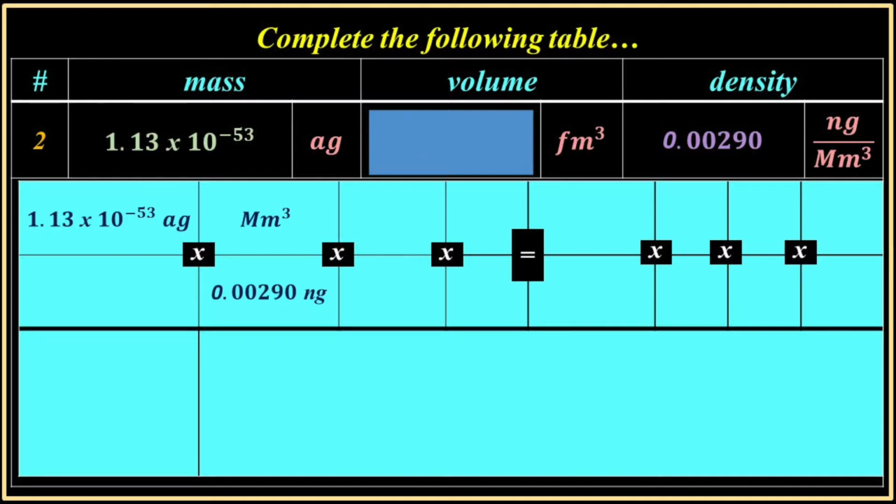Now we have to change attograms and nanograms so that they cancel. And then after I do that, I have to change cubic megameters to cubic femtometers. So I have a few things to do. And then you want to make sure that everything's canceled. So you're putting in a ratio, divide by attograms, and convert to nanograms. So you're putting in that conversion factor so that the attograms will cancel. At the same time, the nanograms will cancel.